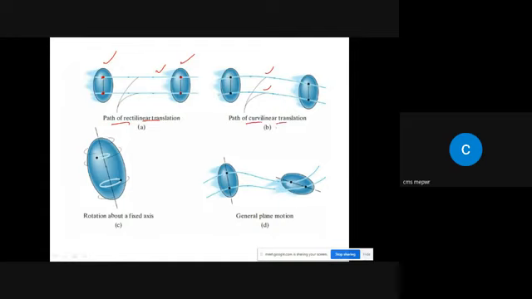In this case, the object is rotating about a fixed axis. So this is known as rotation about a fixed axis. Okay. And now in this case, we have these 2 points. These 2 points are basically following some curved path, and this rigid body is also rotating about a fixed axis. So you can see over here, in this case, we have curvilinear translation as well as rotation about a fixed axis. So this one is basically known as general plane motion.